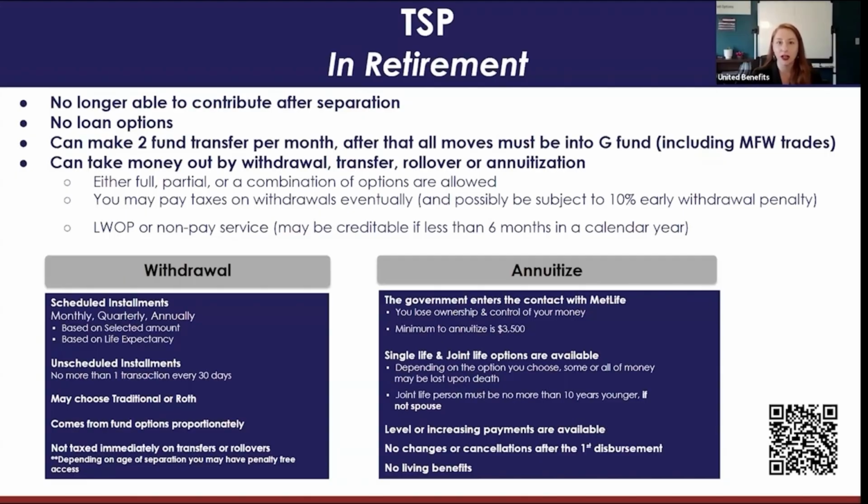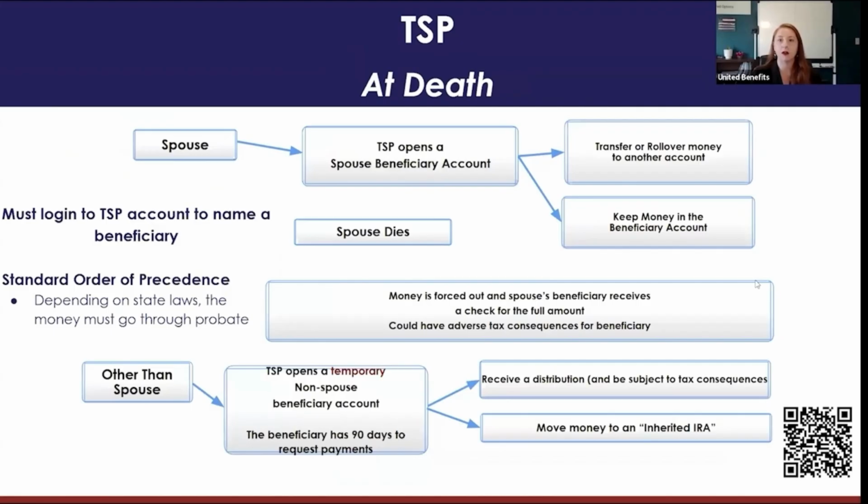So if you're looking at annuitizing, I would highly recommend making sure that you're looking elsewhere and doing your due diligence to choose the best option for you before you make that change, because once you receive that first distribution, you cannot stop, start, or change anything again. And there are no living benefits after you annuitize with the TSP. So what happens if you die?